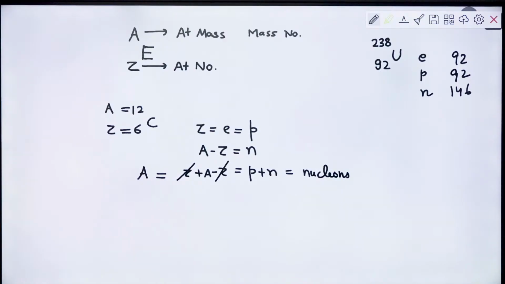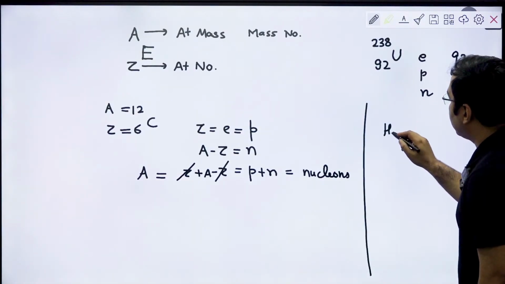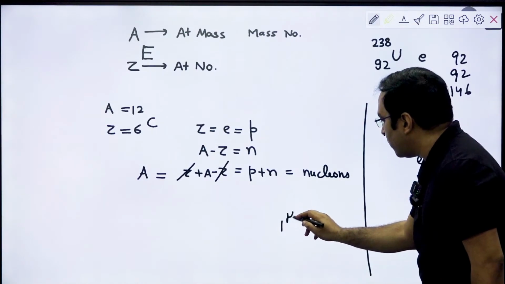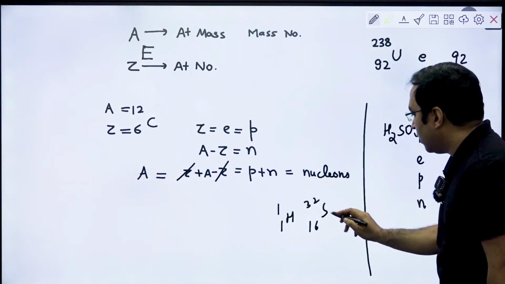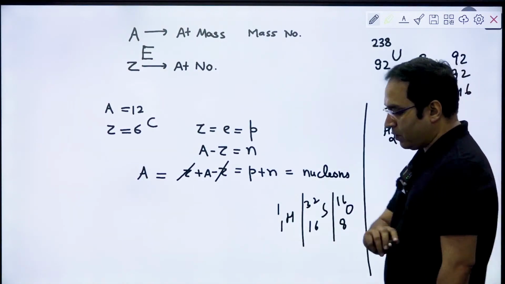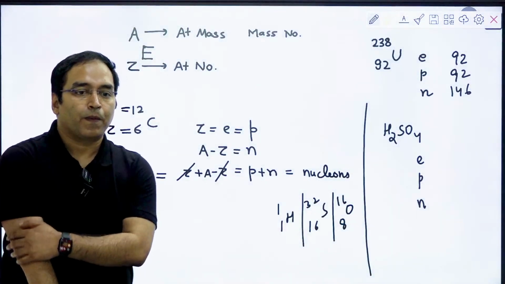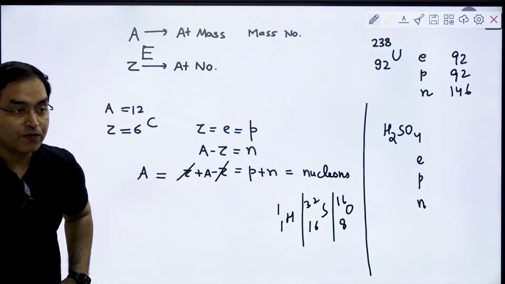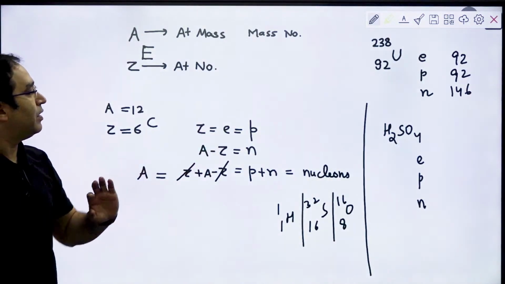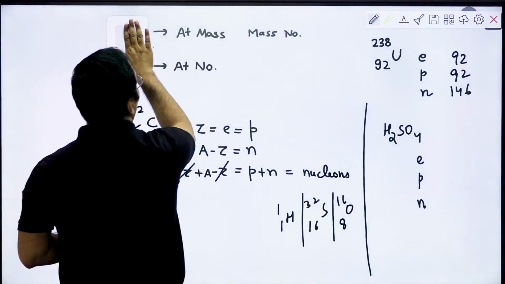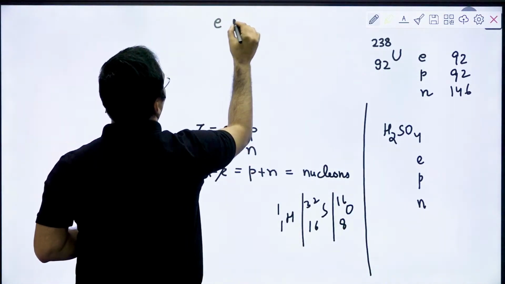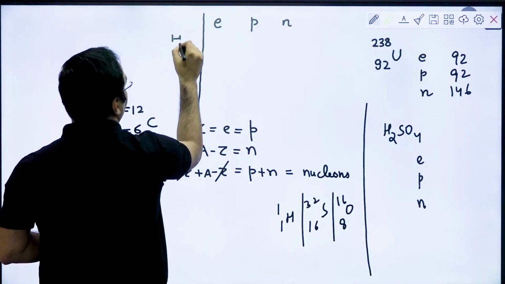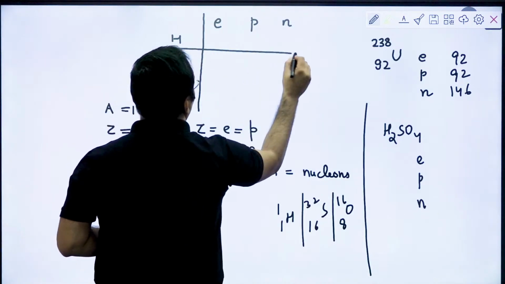Easy question. Now if I ask the same question for H2SO4, find out EPN. Hydrogen is given as 1H1, sulfur is 16, 32, oxygen is 8, 16. Try, solve करिए. Now I'm asking for one molecule of H2SO4. To solve this question, there is a simple approach that you need to follow. Write it like this, don't do it verbally or in shortcuts. Write H, S, O, which are components of H2SO4.